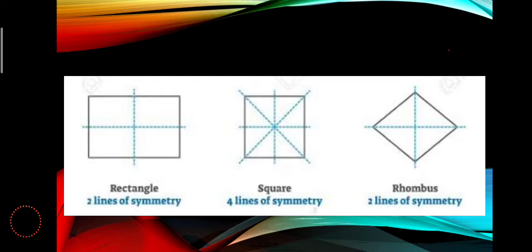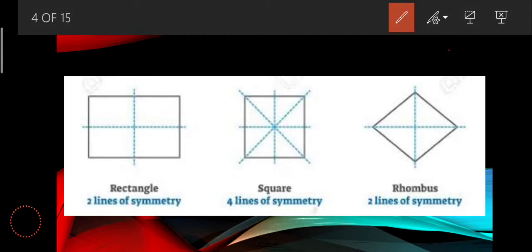For rectangle, as we have two sides equal and two angles equal, right? So a rectangle has a vertical line of symmetry which will divide the rectangle into two equal mirror halves, as well as the horizontal line of symmetry will make the upper half and the lower half equal, and as well as the mirror images of each other.